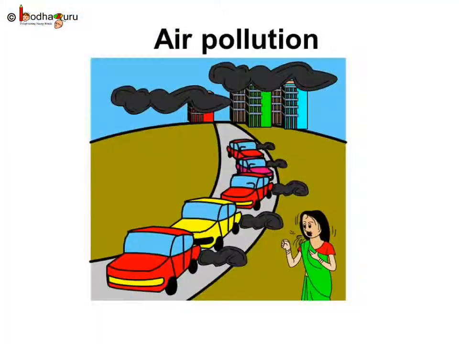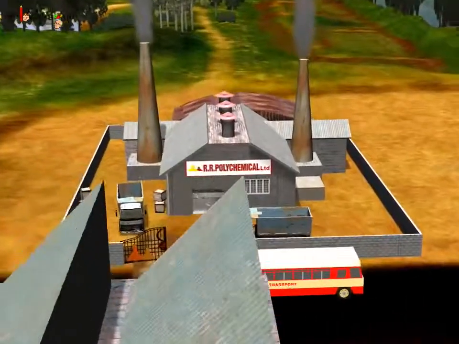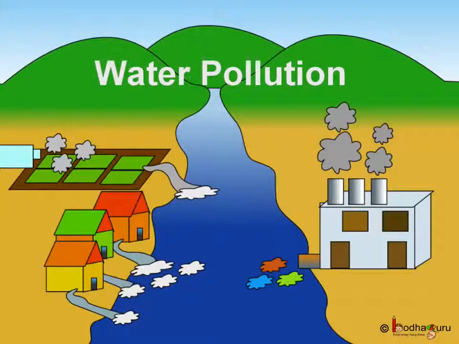Let's see the air pollution first. What makes the air dirty or polluted? Air pollution comes from power stations, chimneys of factories, and burning of fuels in the vehicles as they release smoke and gases. And how does the water get polluted?